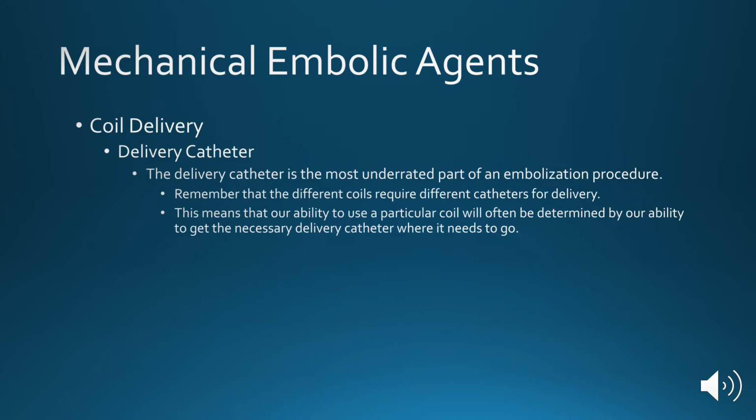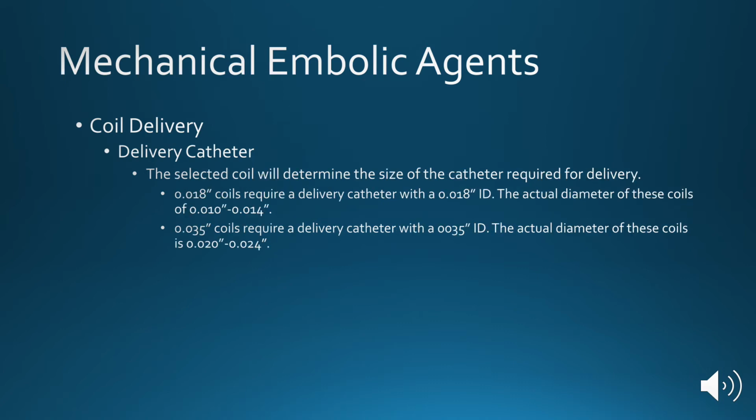Another important part of coil delivery is the catheter that you're using to deliver the coil. I think this is the most underrated part of an embolization procedure. You have to remember that the different coils require different catheters for delivery, and this means that our ability to use a particular coil will often be determined by our ability to get the necessary delivery catheter where it needs to go. When we classify different coils into 2 groups, it's based on the delivery catheter that's required to get the coil there.